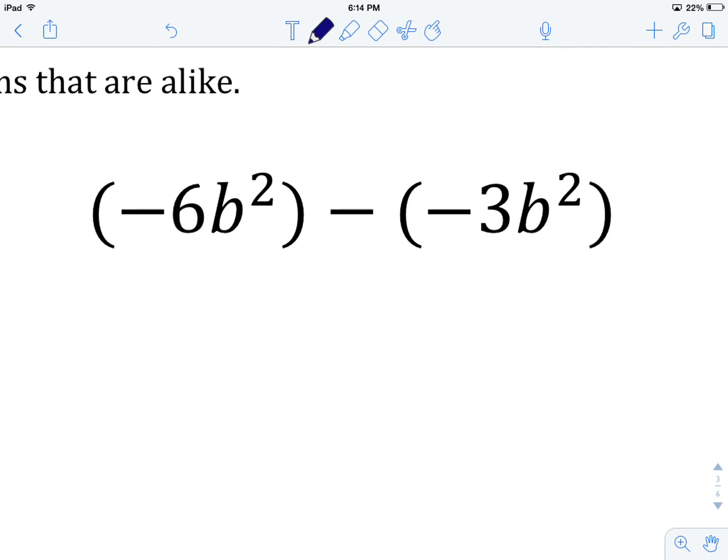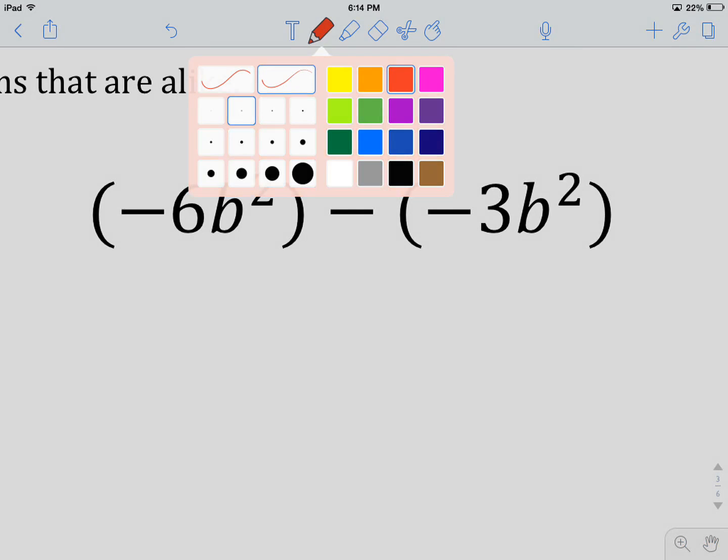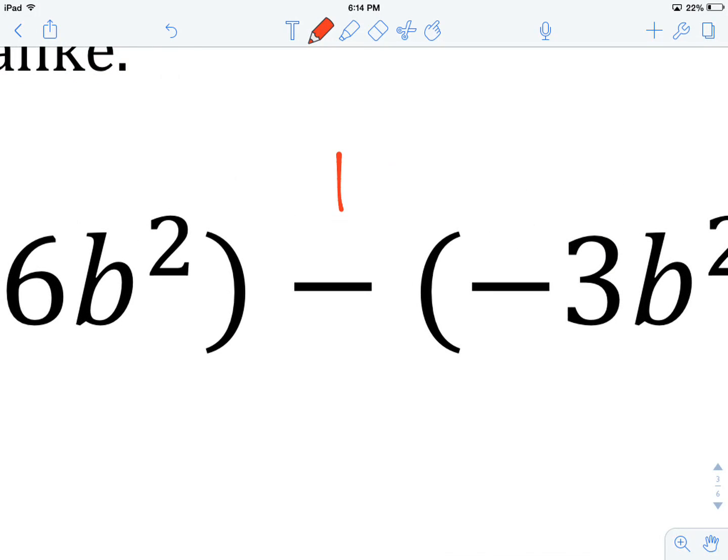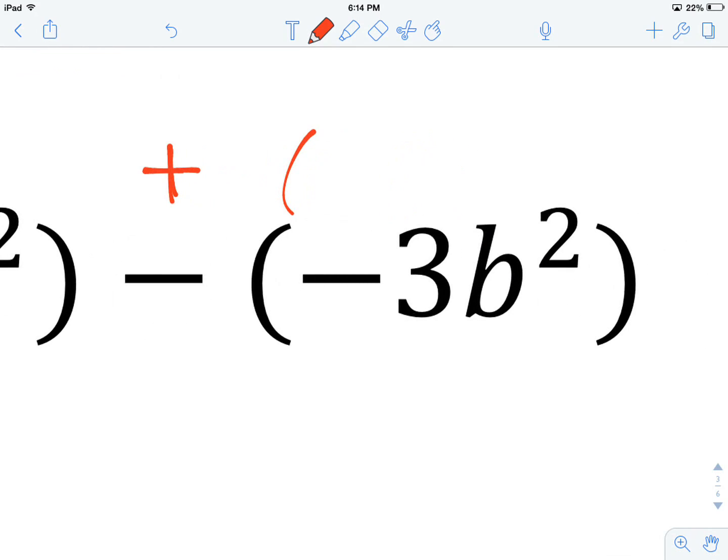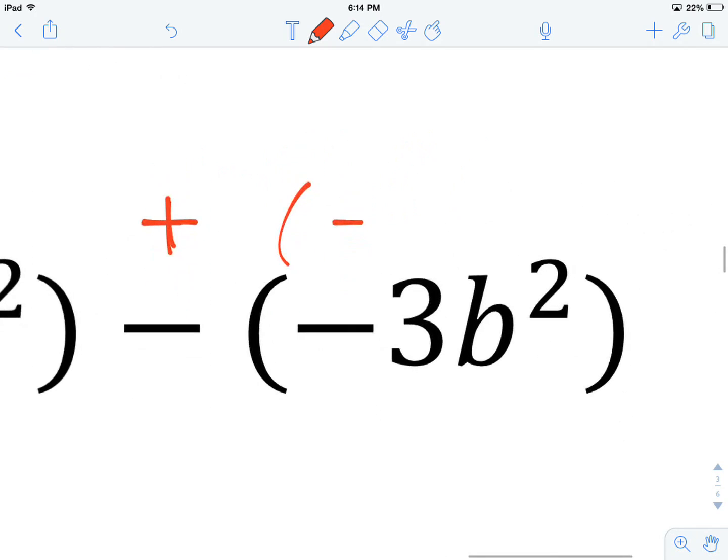Okay, let's get a look at this. Again, you'll notice that though we're combining them, we have a subtraction sign in there. We want to replace that with an addition sign, as long as we remember to change the sign of the term immediately after it. So in this case, that's a negative 3b squared. Now that is a positive 3b squared. So let's write these out quickly. We have negative 6b squared. That's going to look like 1, 2, 3, 4.